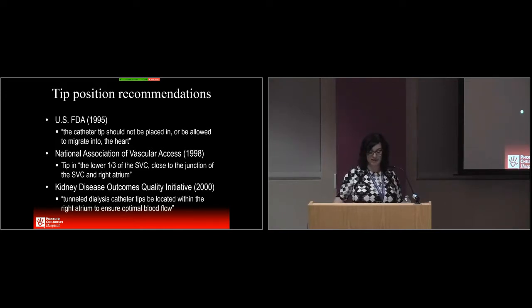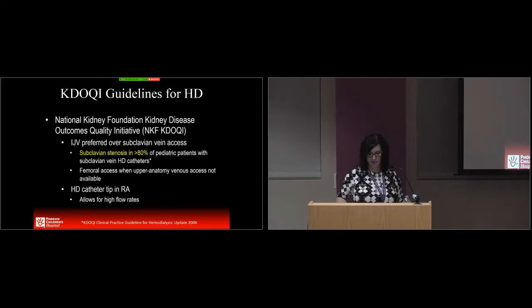the lower SVC. There are DOQI guidelines, which is the National Kidney Foundation and the Kidney Disease Outcomes Quality Initiative for HD catheters. And the recommendation is that the hemodialysis catheter tip should be in the mid-right atrium. This allows for the best flow rates through the hemodialysis catheter. The DOQI guidelines were updated in 2006 and in 2015.